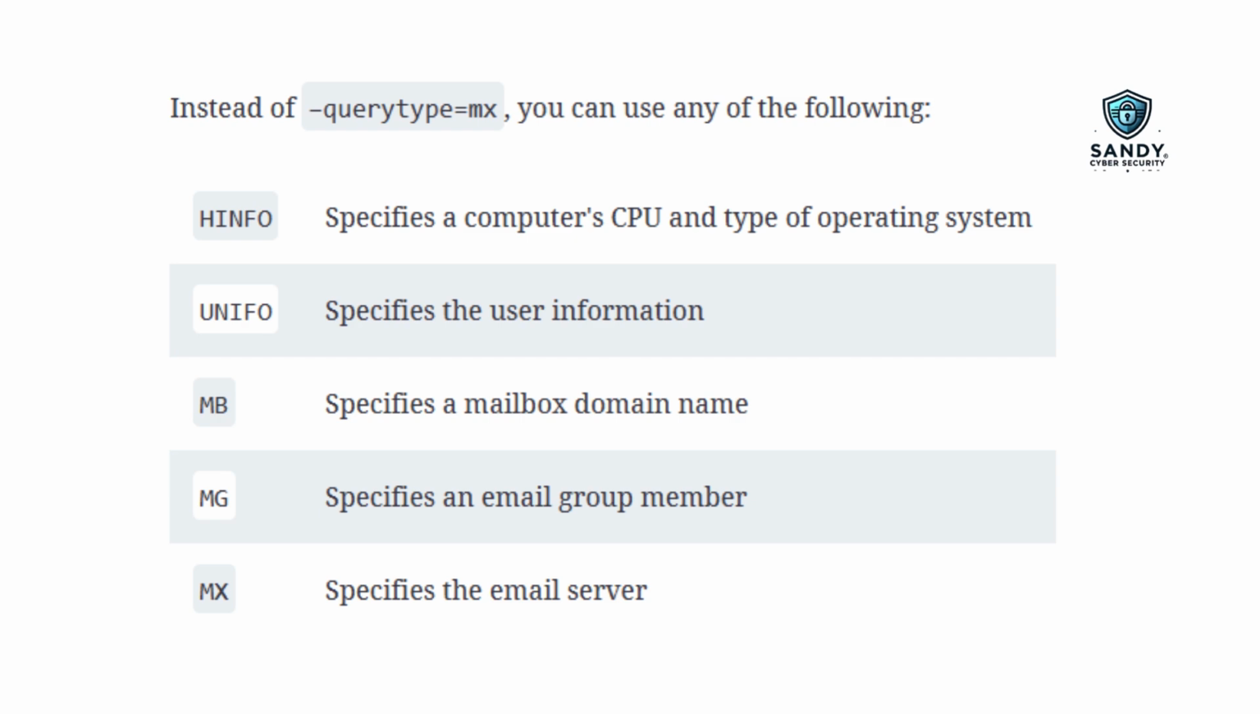Instead of query type equals MX, you can use any of the following. Info specifies a computer's CPU and type of operating system. Uinfo specifies the user information. MB specifies a mailbox domain name. MG specifies an email group member. MX specifies the email server. These commands help in various networking scenarios, from troubleshooting domain issues to checking email server configurations.